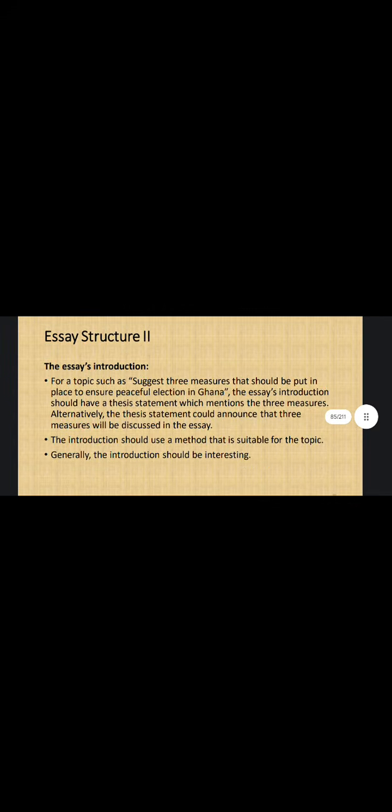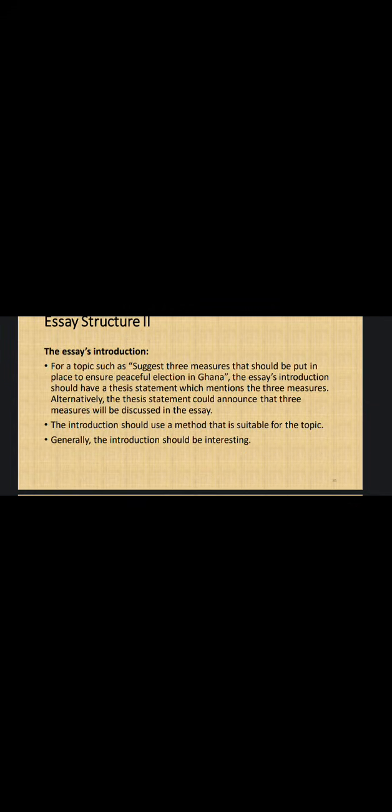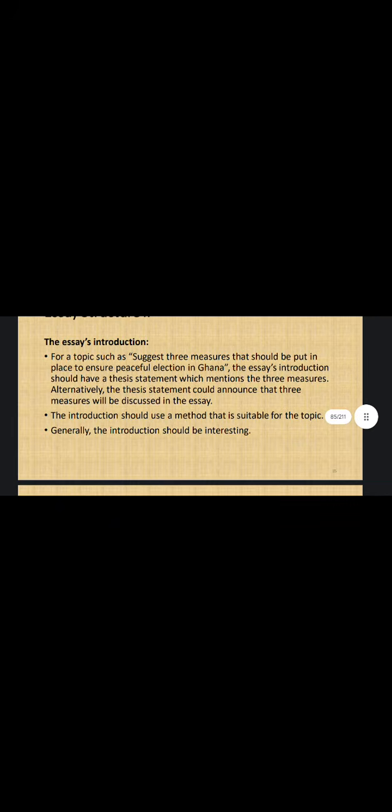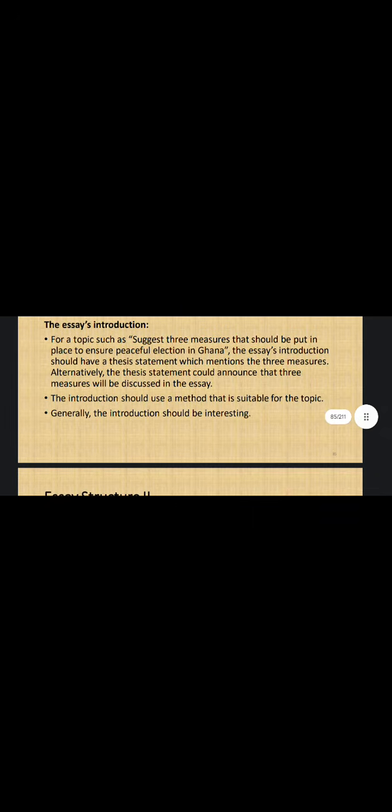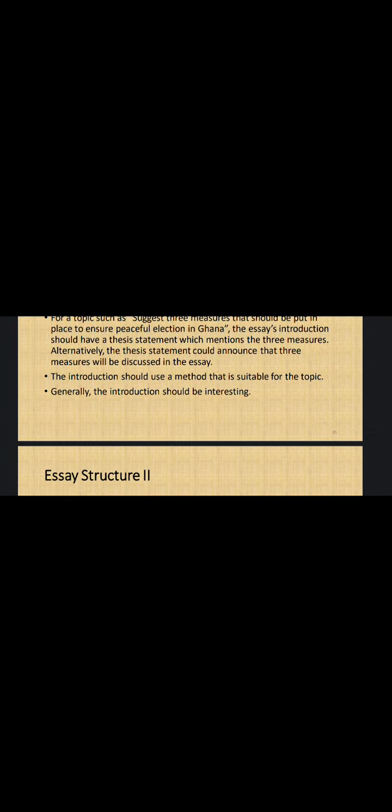So for a topic such as suggest 3 measures that should be put in place to ensure a peaceful election in Ghana, the essay's introduction should have a thesis statement which mentions the 3 measures. I've already explained that to you. The 3 measures become your thesis statement because they are going to develop the developmental paragraphs. Alternatively, the thesis statement could announce that 3 measures will be discussed in the essay. I've already explained that in section 4. If you don't understand, please go and watch section 4 well, understand it, and come back to this.